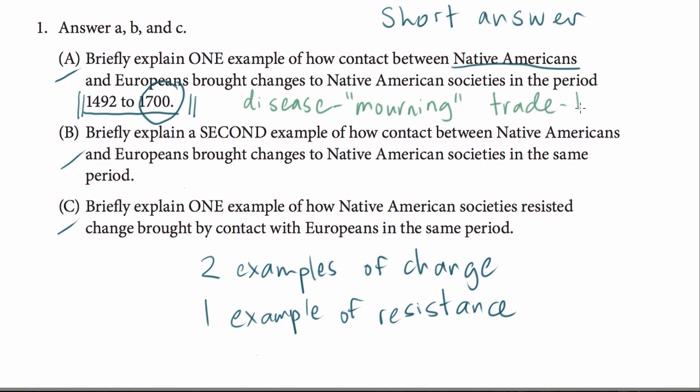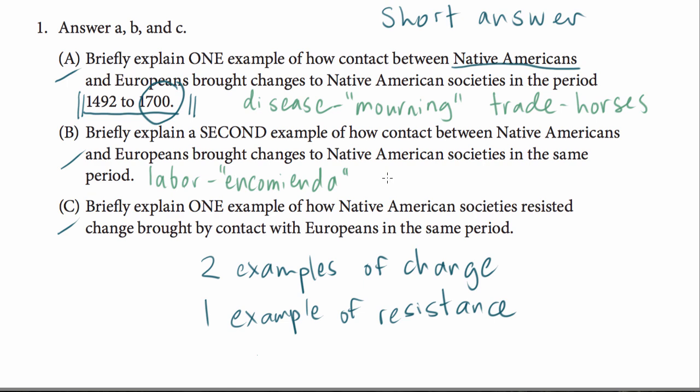For example, horses might be a good example of this. The Spanish brought horses to the New World, which completely changed the form of transportation and wealth for a lot of Native American societies on the Great Plains. What else could we talk about? Well, we could also mention labor. The Spanish tried to implement a system of encomienda labor, which would grant land to the Spanish for Native Americans to labor upon in a system of slavery.